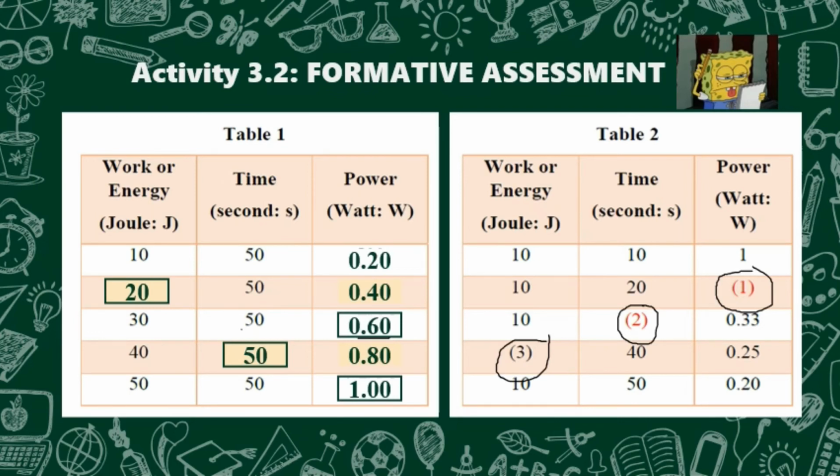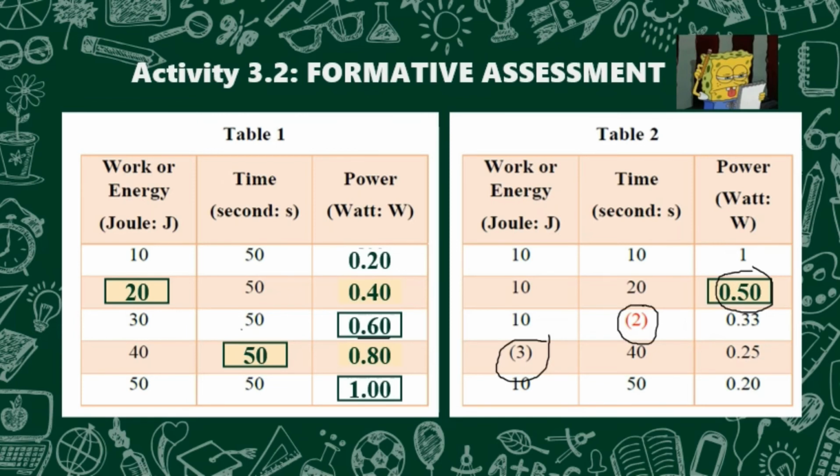Alright, so nakuha na natin lahat ng value sa table 1. Tama? How about for table 2? The same lang ang gagawin nating proseso. So, let us have, for number 1 in table 2, we have given work which is equal to 10 and time is equal to 20. So, again, to get to power, we will divide 10 divided by 20. The answer is correct, 0.5.